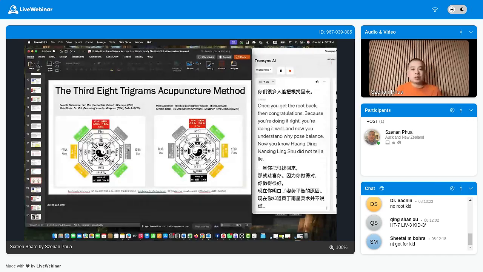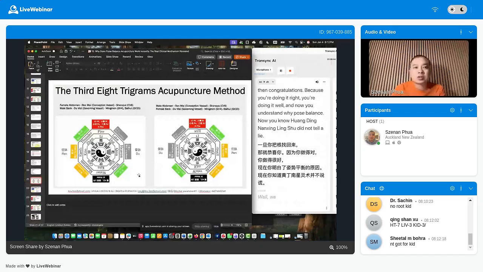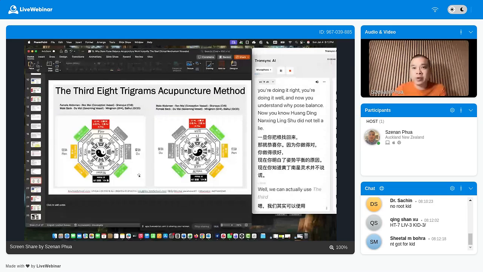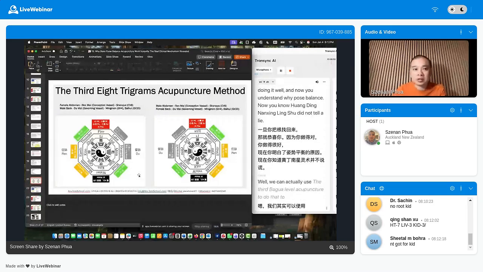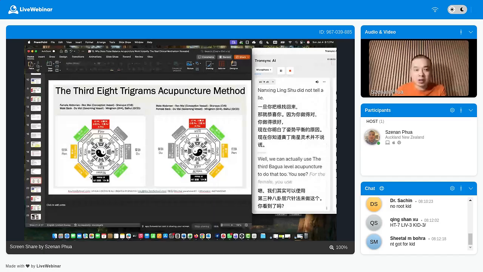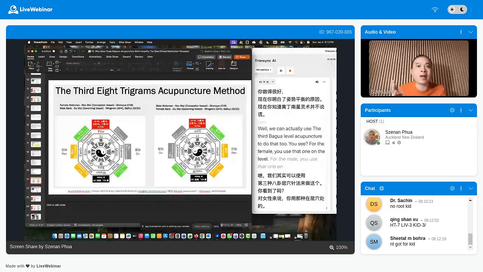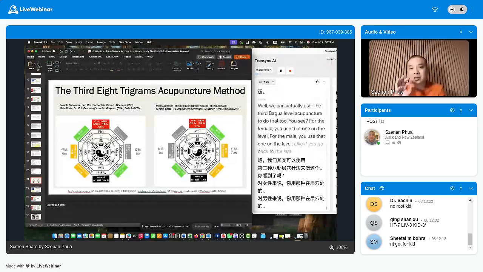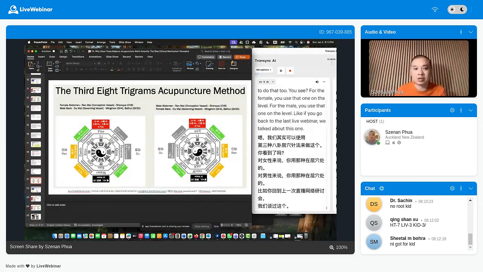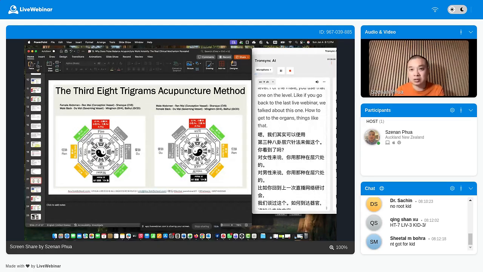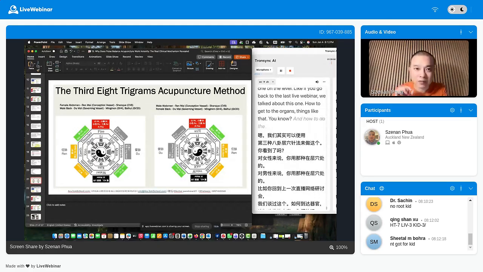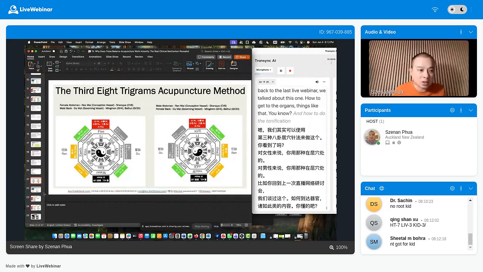Well, we can actually use the third bagua, navel acupuncture, to do that too. You see, for the female, you use that one on the navel. For the male, you use that one on the navel. Like if you go back to the last live webinar, we talk about this one, how to get to the organs, and how to do the tonification technique in here.